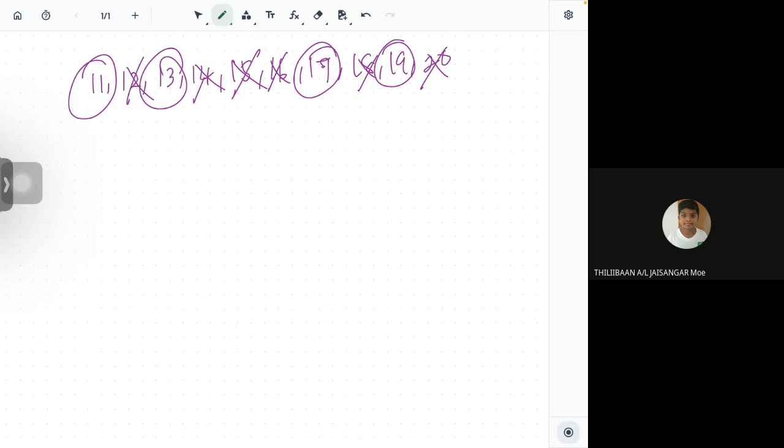Okay, let me check with you. Is 81 a prime number or not? No, sir. Why not? Because it can be divided by 9. Yes, it can be divided by 9. So this one can be divided by 9.